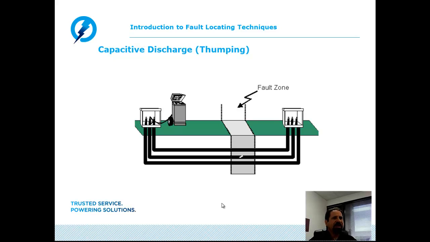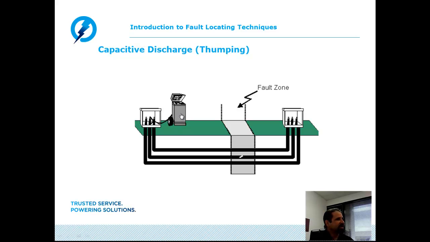Now, one of the oldest techniques that is out there is a technique called the capacitive discharge, or a lot of people in the industry refer to it as thumping a cable. Now, this is one of the oldest techniques. In application, it is actually very straightforward and simple. We start with a device called a thumper or capacitive discharge unit.